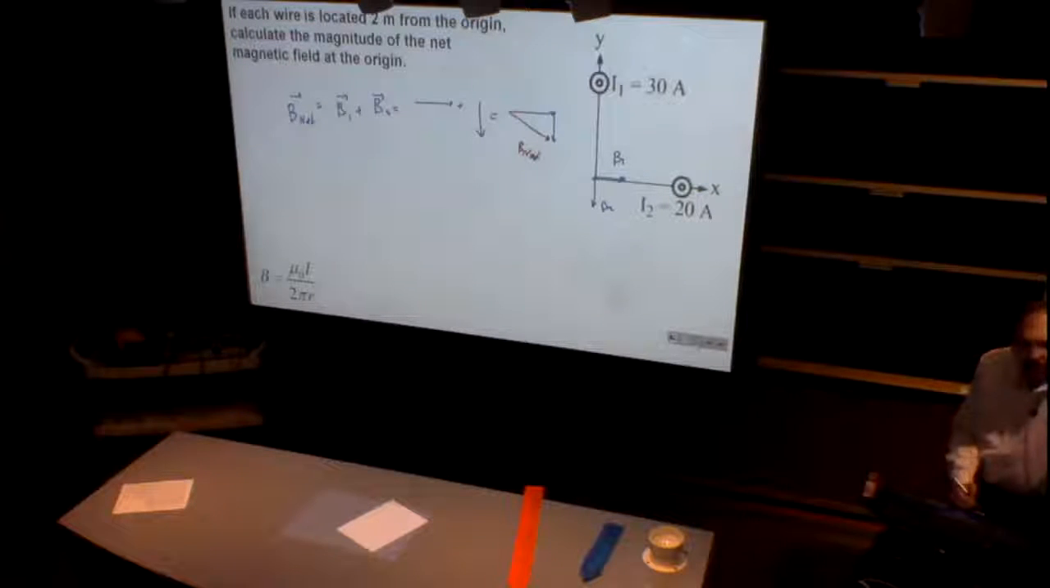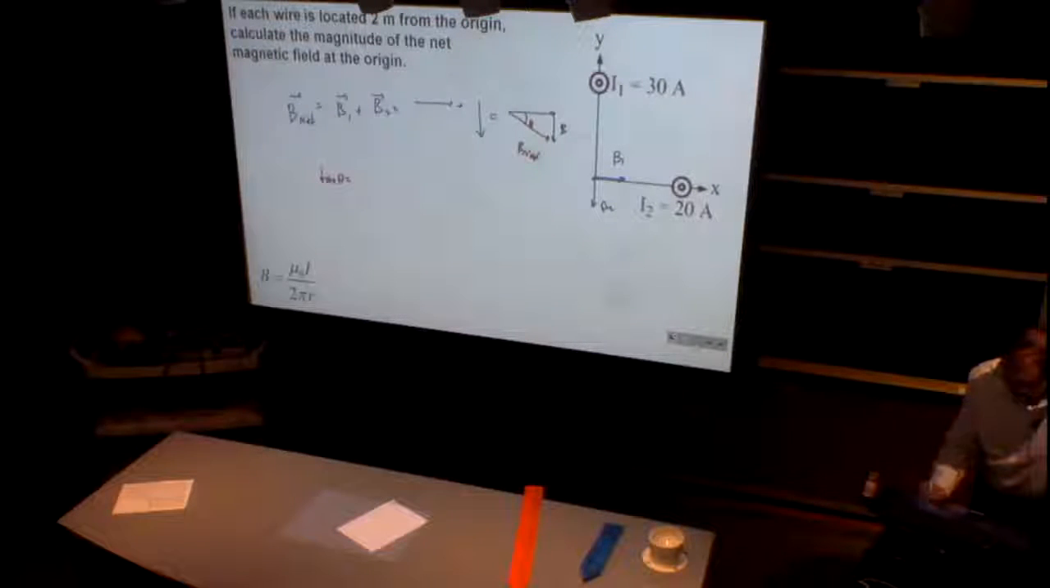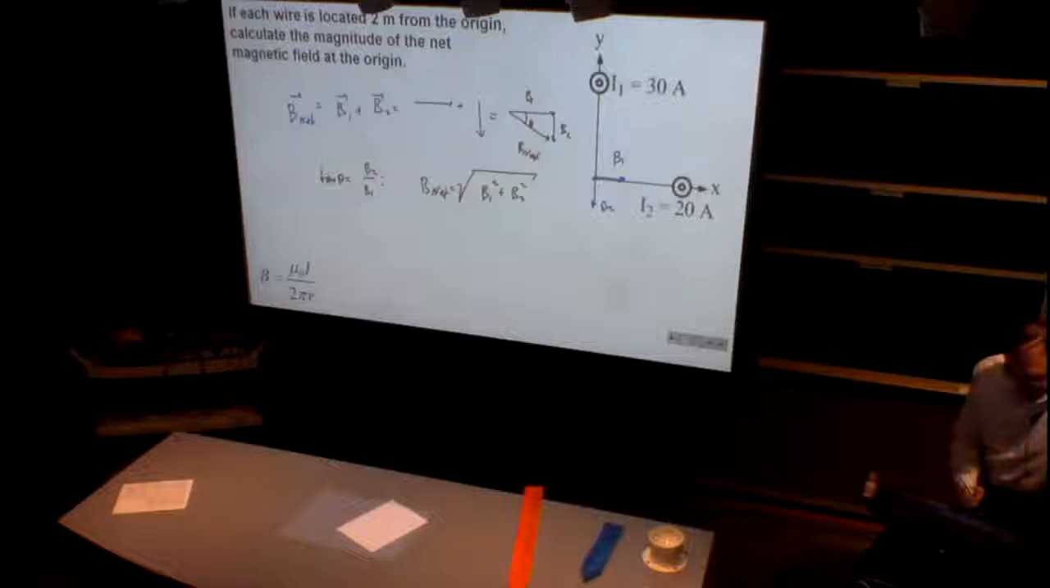Well, now we know what to do. We have to use the Pythagorean theorem. And if we need to describe the direction, we have to use a tangent. Because tangent will be equal to B2 over B1. And the strength of the net field will be equal to the square root of B1 squared plus B2 squared. That's it.